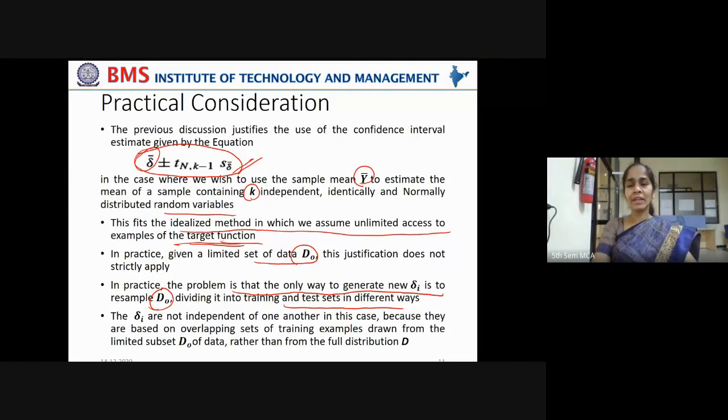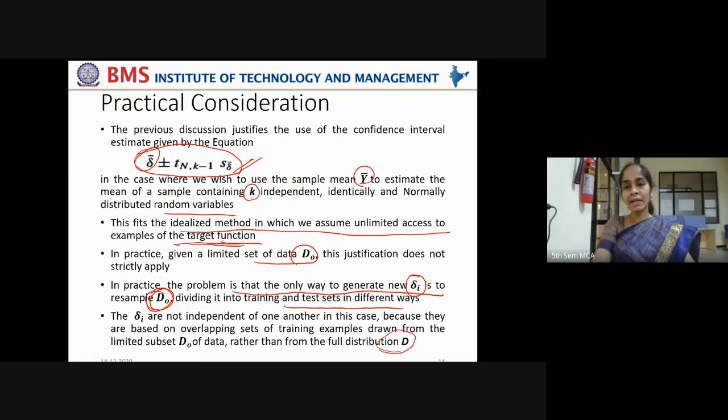So when the training set is limited, in order to calculate the difference in the errors between the two learning algorithms, that is delta I, you don't have any other option but to resample this D naught, each time taking a different sample from the data set, dividing it into training set and test set, and finding the errors of the learning algorithms. The delta I are not independent of one another in this case because they are based on overlapping sets of training examples drawn from the limited subset D naught of data rather than the full distribution D.